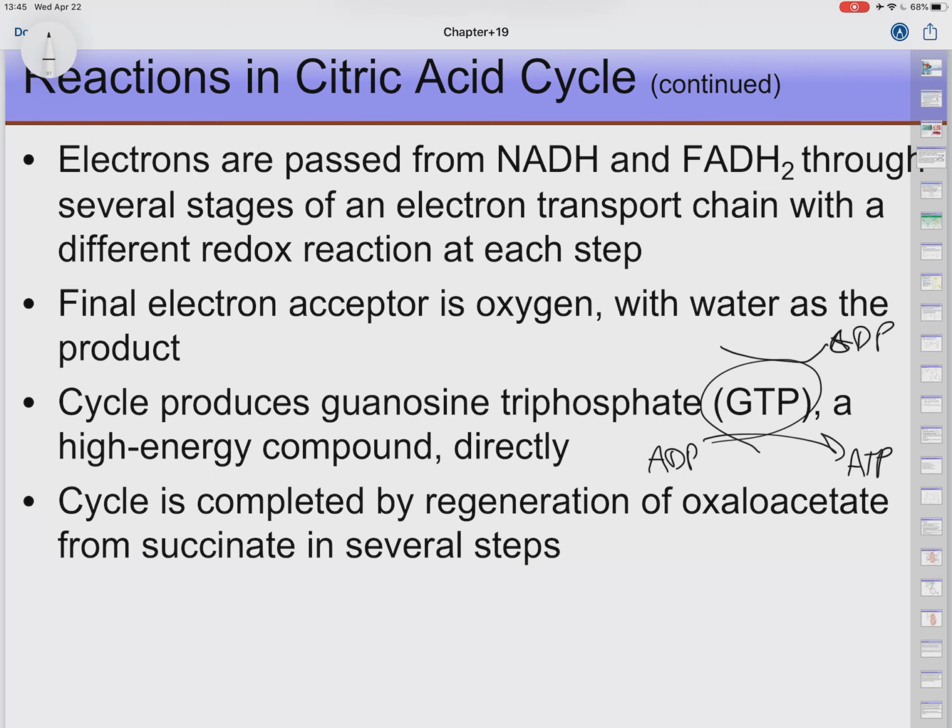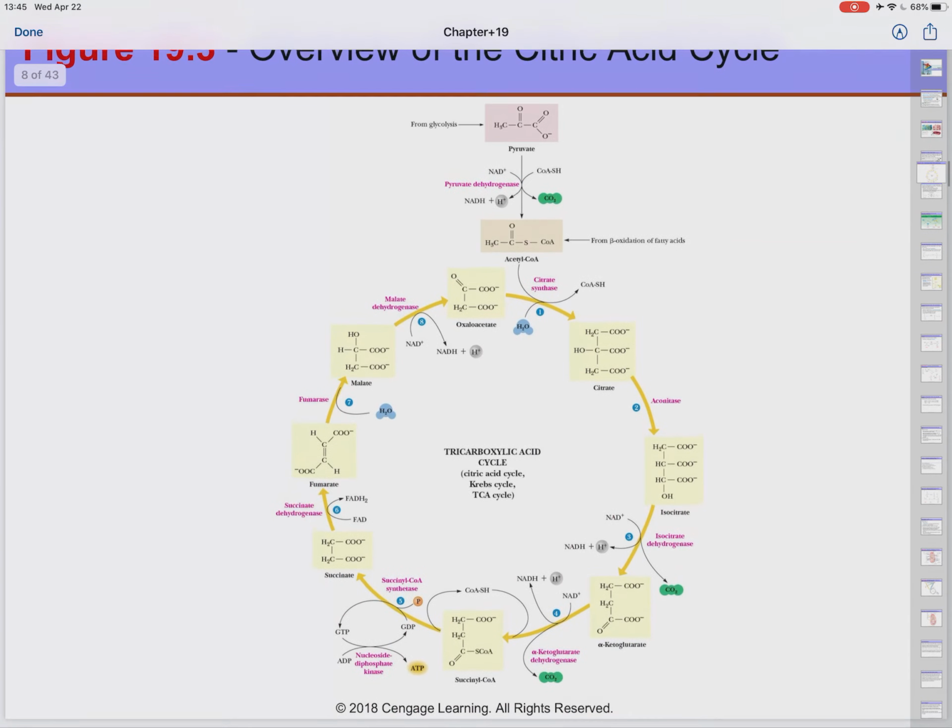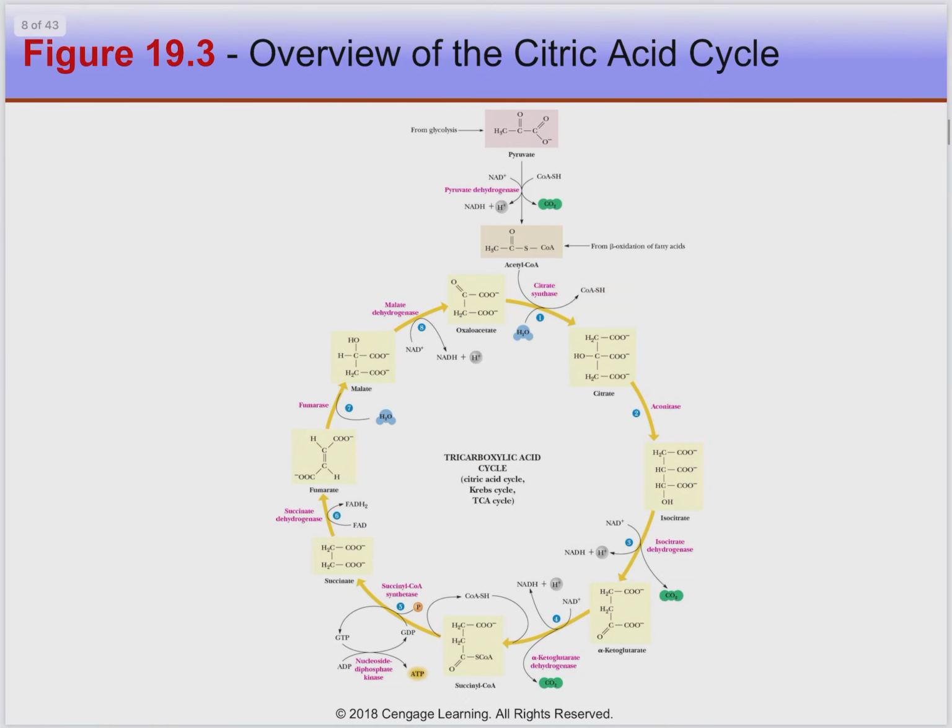All right, and then the cycle gets completed once we've breathed out those two carbons that enter and reduced or generated a few electron carriers, the last steps of the 8-step citric acid cycle is to regenerate the intermediates needed to keep the cycle going. So this is a big overview of the citric acid cycle, starting at the top with our pyruvate. In purple or pink, you can see the name of the enzymes catalyzing these reactions. In the blue circles, you see the reaction steps 1 through 8.